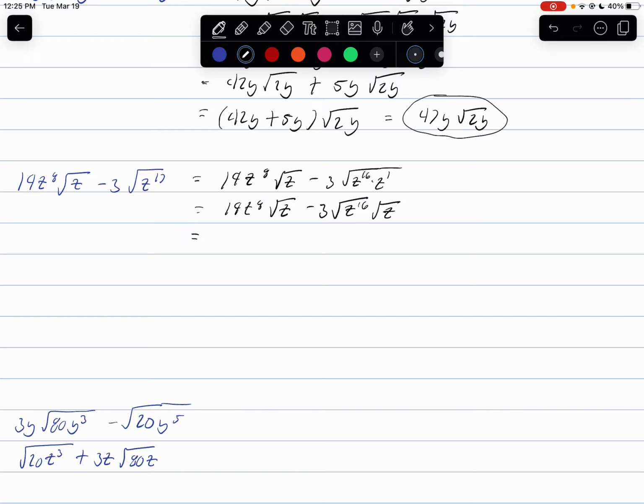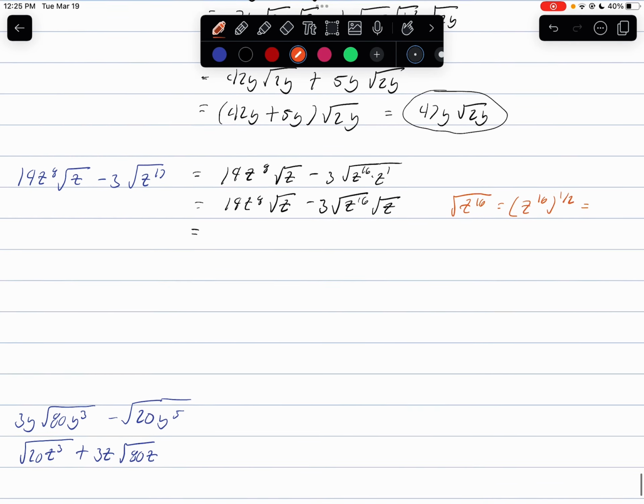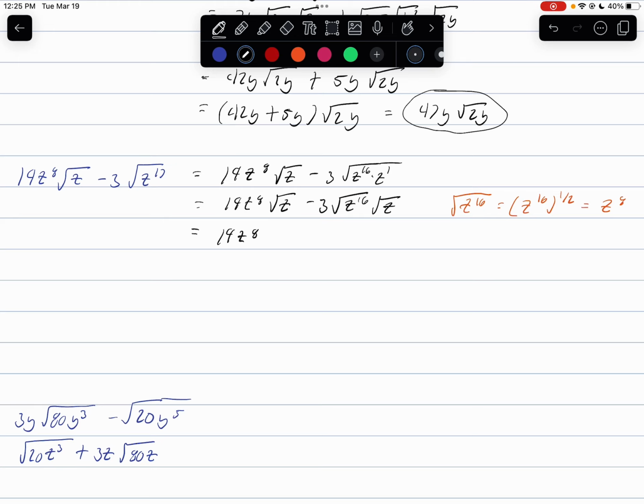Okay, so the square root of z to the 16th, remember we can rewrite the square root of z to the 16th as z to the 16th raised to the 1/2. So we multiply 16 times 1/2 gives us 8. So this becomes z to the 8th. So we have 19 z to the 8th, I'm sorry, we have the square root of z over here. Square root of z minus 3 z to the 8th times the square root of z.